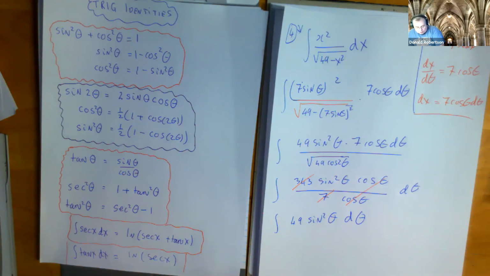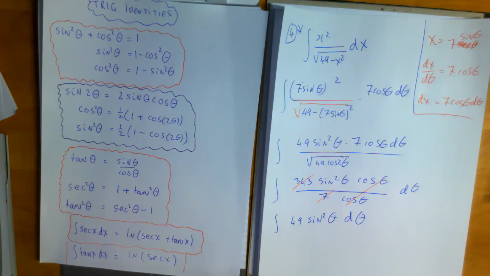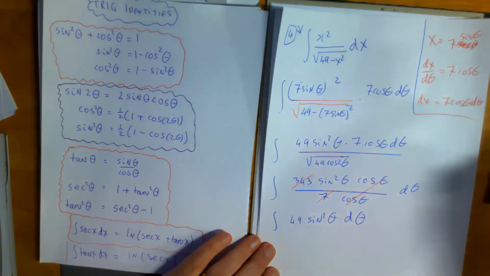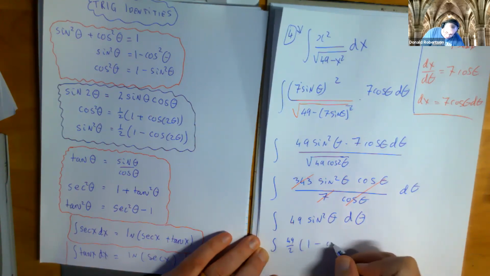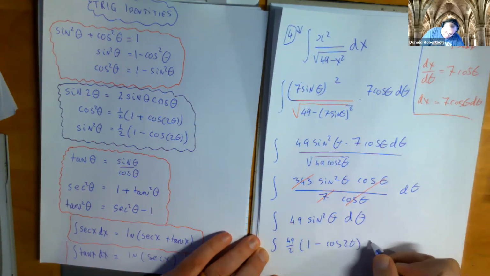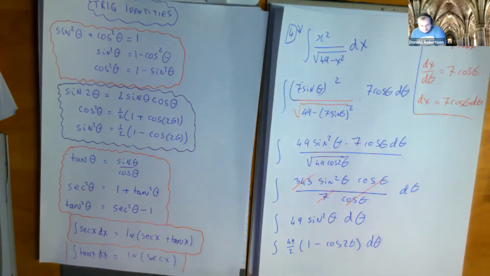U subs is very common, but not in this case. In this case, we're going to use trig identities. Can you see a different way of writing sine squared that's going to allow me to integrate this? One half of 1 minus cosine 2 theta. Okay, and 1/2, I'll stick down here. 1 minus cosine of 2 theta d theta. We comfortable with that, guys?